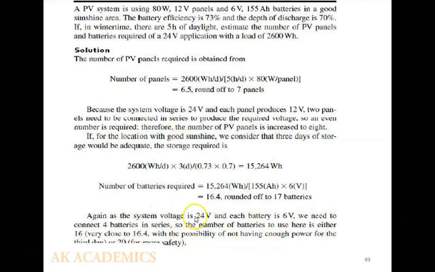So as the system voltage is 24 volt and each battery is 6 volt, we need to connect 4 batteries in series. The number of batteries to use here is either 16, which is very close to 16.4, with the possibility of not having enough power for the 3rd day, or 20, which will give us more safety and security and comfort at the end of the day, or maybe a bit more energy, and that is perfectly fine. So the example is easy.